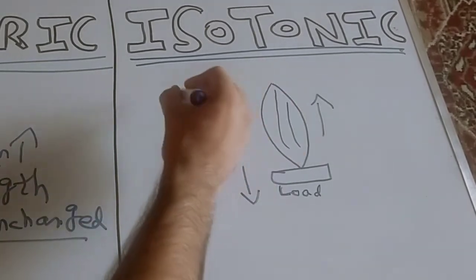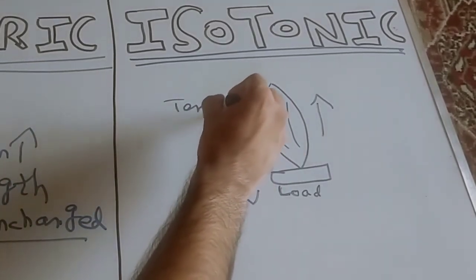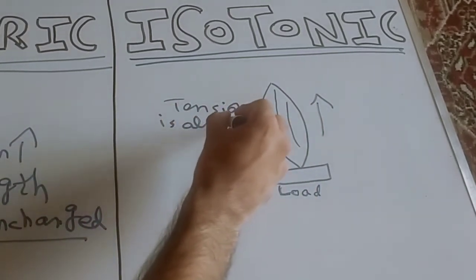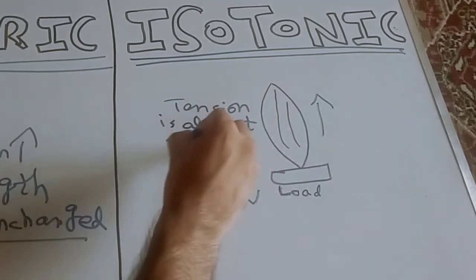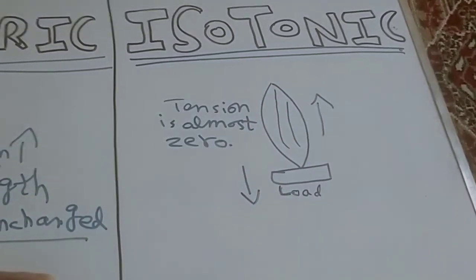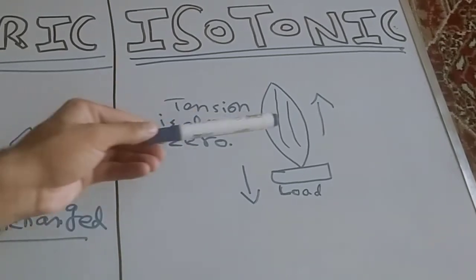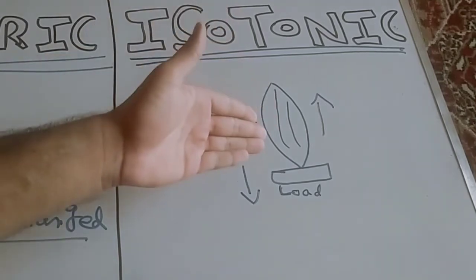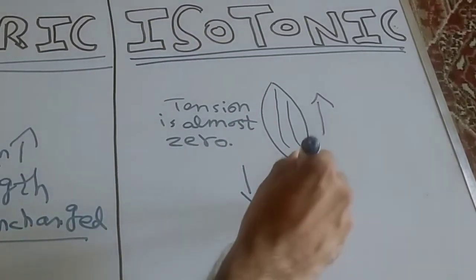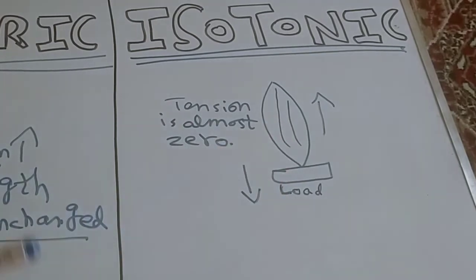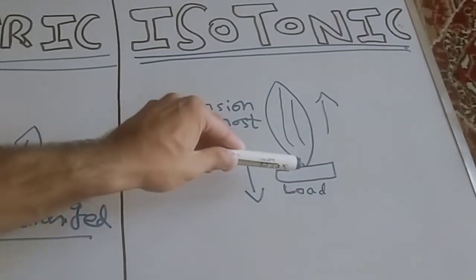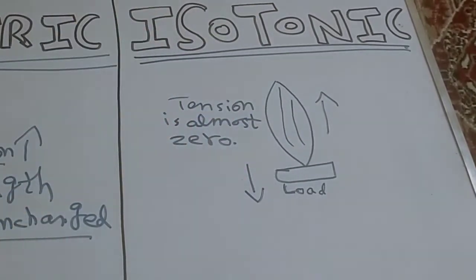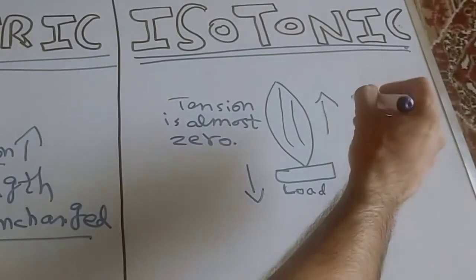So the tension is almost zero. Why is the tension almost zero? Because of the small amount of weight that is pulling or stretching this muscle downward. There is very little tension being offered to this muscle by this load. So this muscle can easily contract upward, and this load can easily be picked up or uplifted by this muscle. So there would be a change in length.